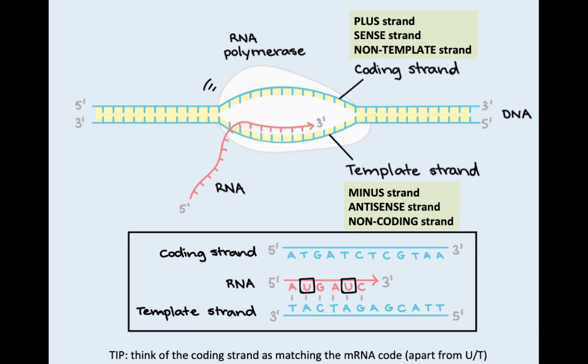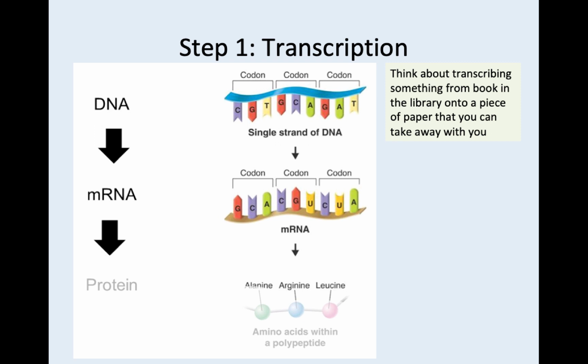All right, so this is transcription. We're going to transcribe the gene. We're going to copy the gene into messenger RNA. And the way that's going to work is that we're going to use complementary base pairing. So at the start of the gene, you're going to unzip the gene, and then let's say this is where we're going to start copying.